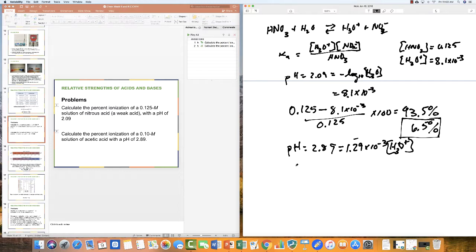And we know that the total is 0.1, so if we subtract 1. This is going to be the percentage that's not ionized, right here. And then we can subtract that from 100, and that will tell us the percentage that is ionized. So this is 98.7% non-ionized, which will be 1.3% ionized.